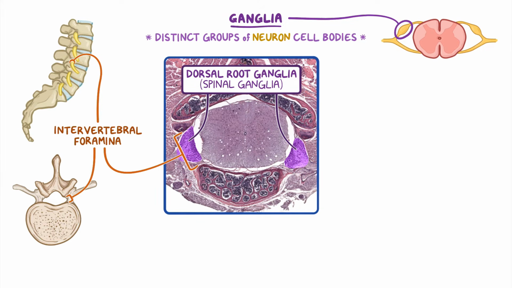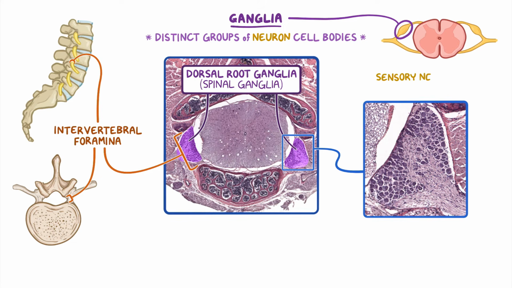The dorsal root ganglia consist of sensory neurons, and if we zoom in a little closer, we can see that the sensory neuron cell bodies are mostly found along the outer portions of the ganglion. In the center of the ganglion is where many of the sensory nerve axons exit the dorsal root ganglion.